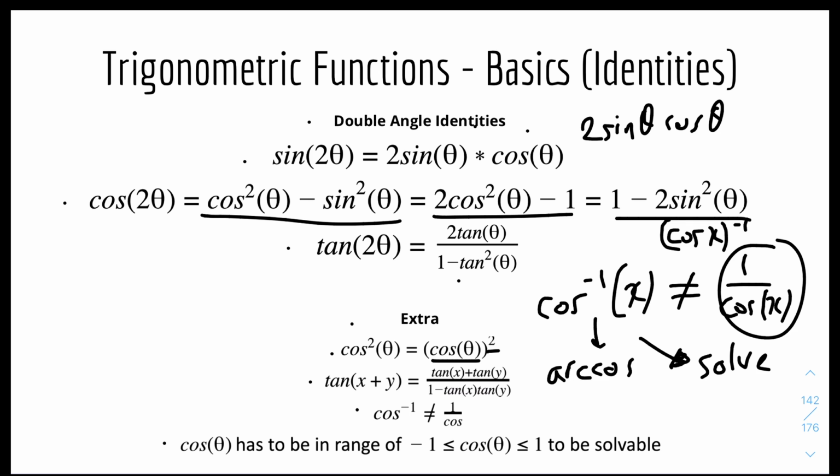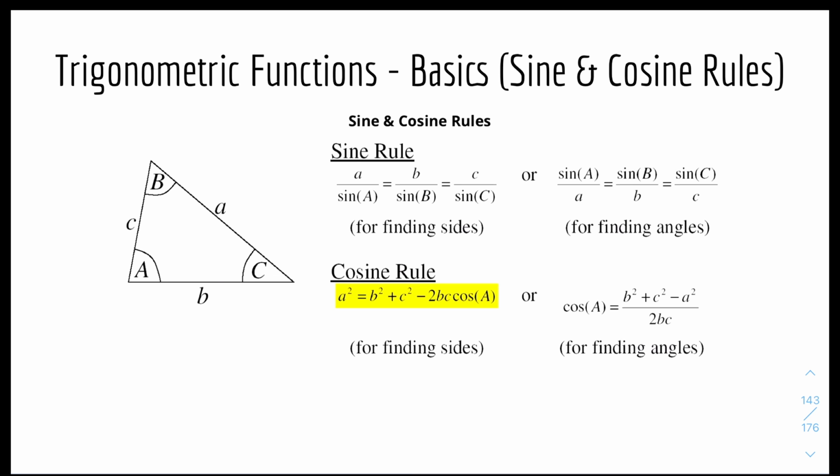And as we see here, cos theta as well as sine theta has to be in the range of minus 1 smaller than or equal to cos theta, smaller than or equal to 1 to be solvable, because we'll look into their graphs later and see that the output can't be above 1 or below negative 1. Then we'll look into some sine rules and cosine rules, which we may already see in normal maths.